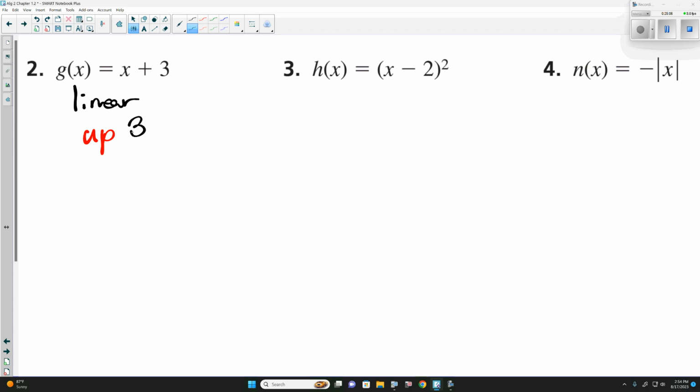Now, I didn't say this in the other two hours. Technically, left 3 would be right, but I would want to go with up 3. Linear functions are a little bit different that way, if that makes sense. Let's look at the next one.